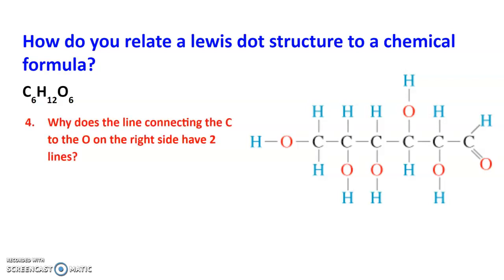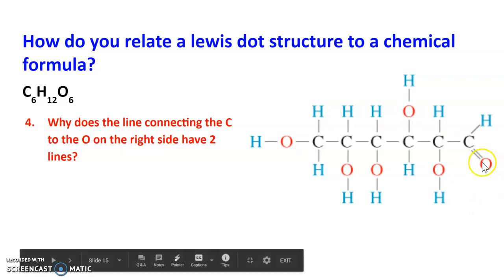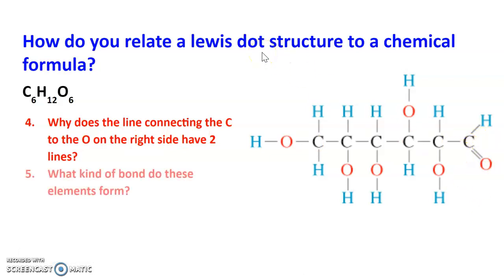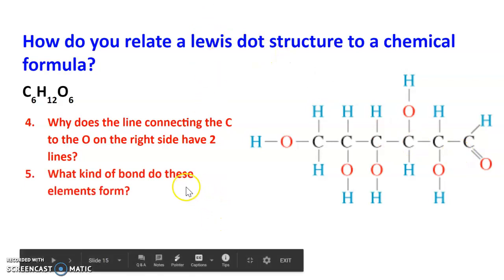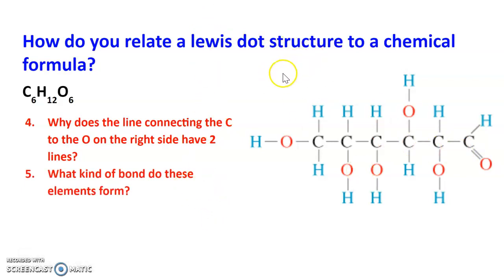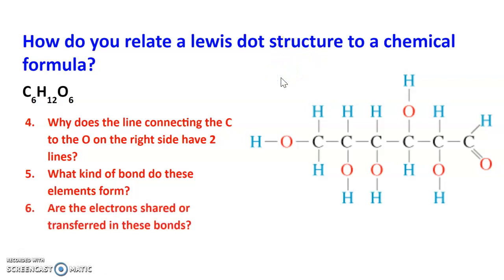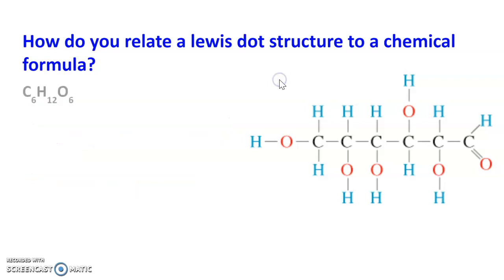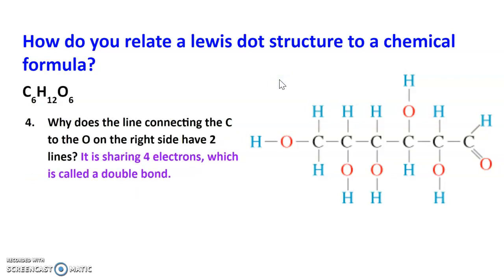Why do you think the line connecting the C to the oxygen on the right-hand side has 2 lines? So why is this 2 lines instead of 1 line? What could that mean? And then, again, what kind of bond are these elements all forming? And are they sharing or transferring their electrons? So when we have a double bond or a double line like this, it's called a double bond, and it means it's sharing 4 electrons instead of 2.